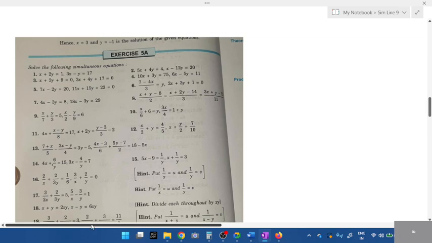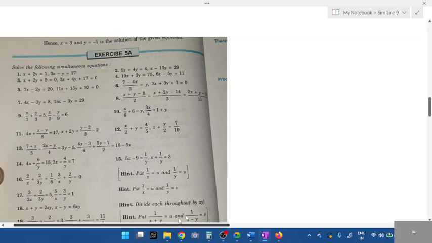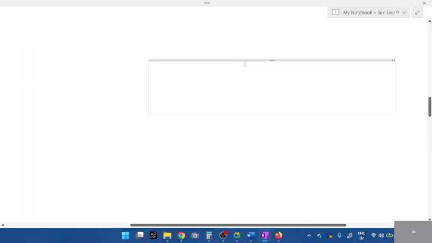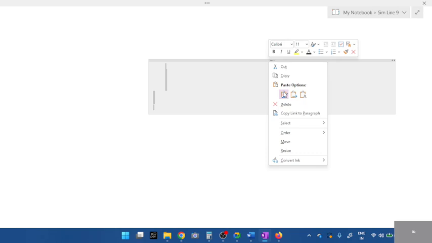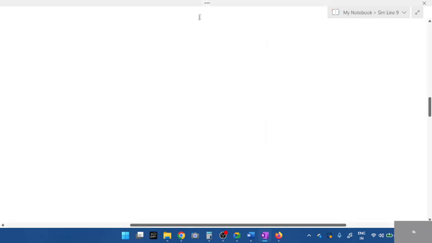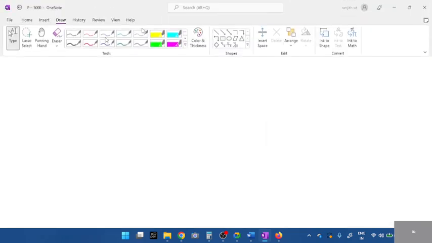Next, what is the chapter's name? Simultaneous. What kind of question did they give, for how many marks, in that test? Okay.